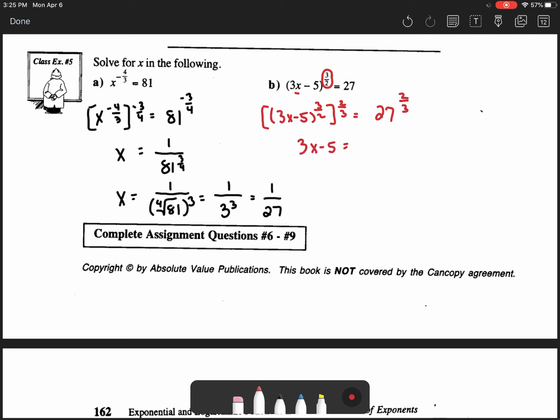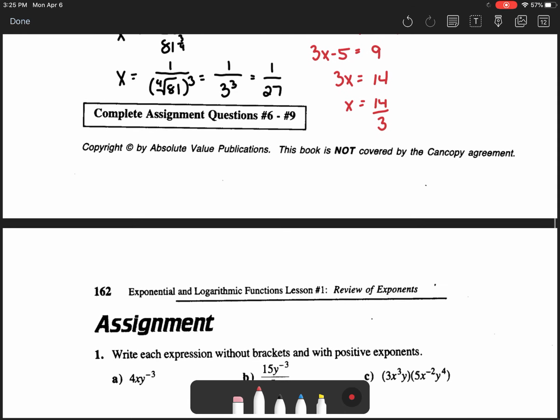So on the left-hand side, you'll just be left with 3x minus 5 because the exponents will work out to be 6 over 6, which is 1. And the right-hand side means I'm going to take the cube root of 27 and then square that value. So this is going to be 3x minus 5 equals, the cube root of 27 is 3, and 3 squared is 9. So then 3x will equal 9 plus 5, which is 14. And then divide both sides of the equation by 3. So 14 over 3 is the correct value of x.